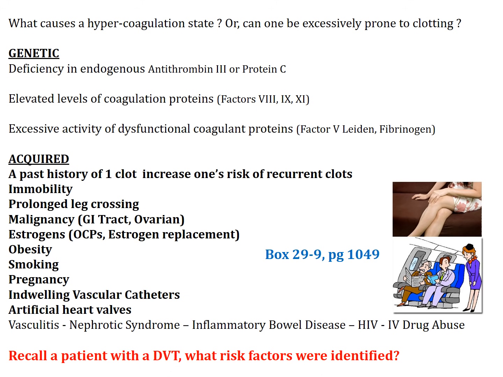Now there's a number of acquired risks for clotting, meaning it's not necessarily genetic, but it's something that you have. So a big one, if you've already had one blood clot, you have an increased risk of others. Immobility, right? Sitting with your legs crossed for a long period of time. Leg in a cast for a long period of time.